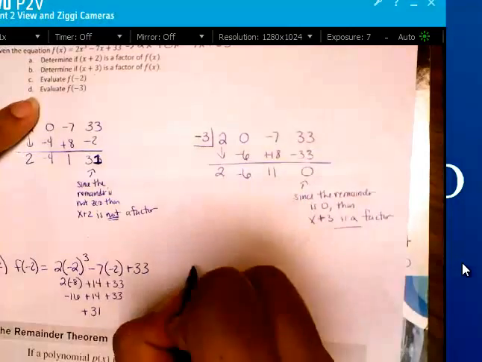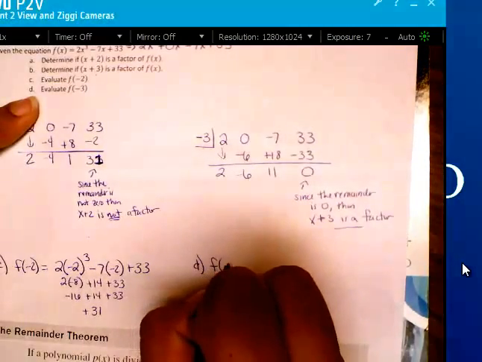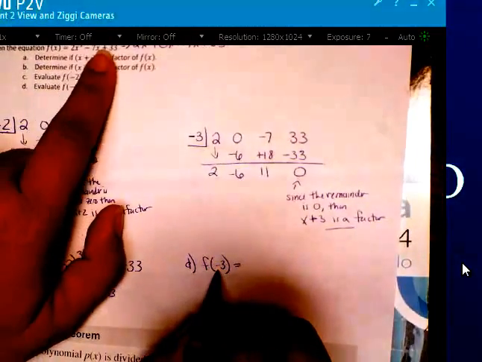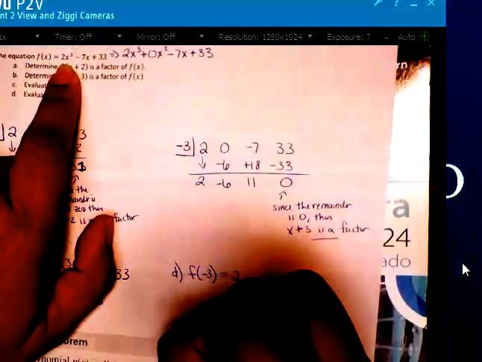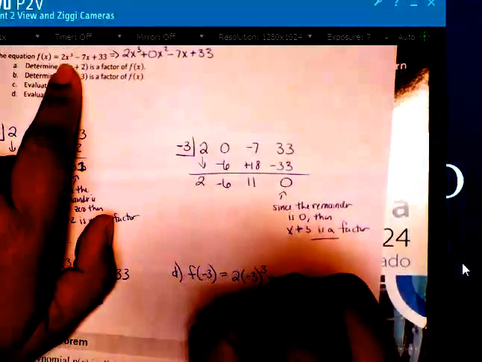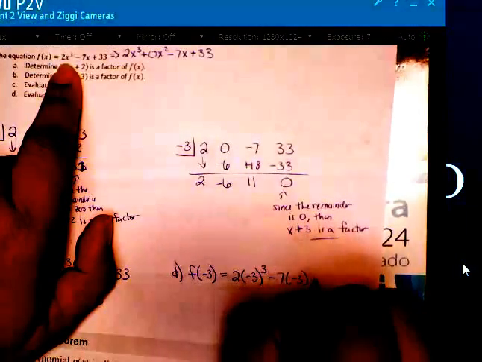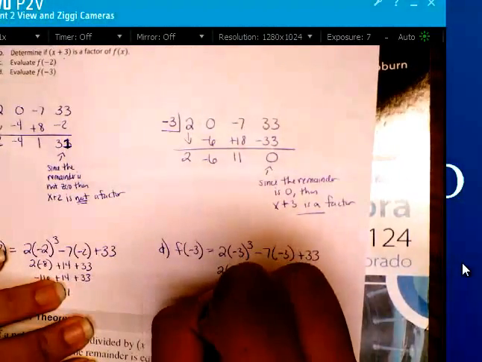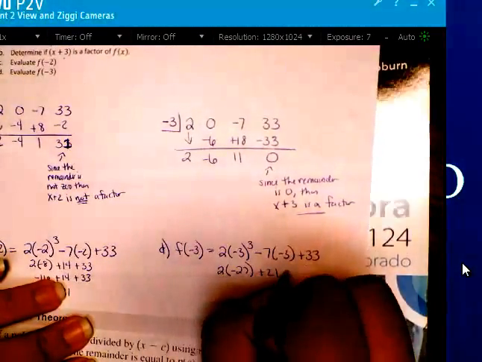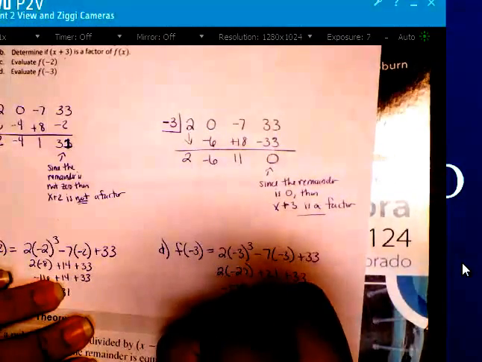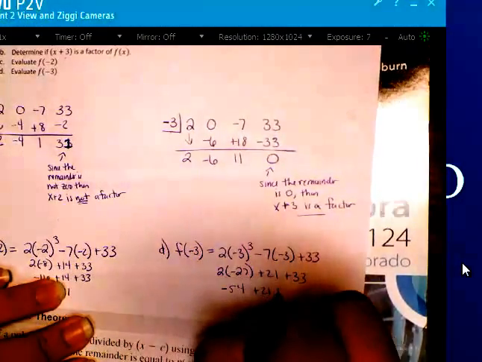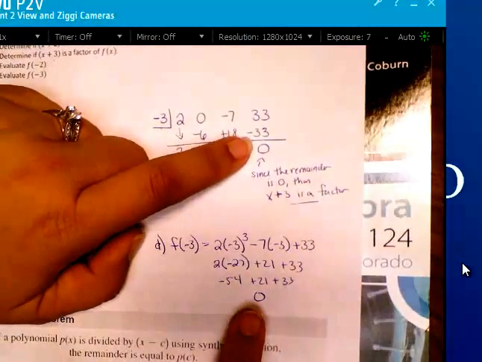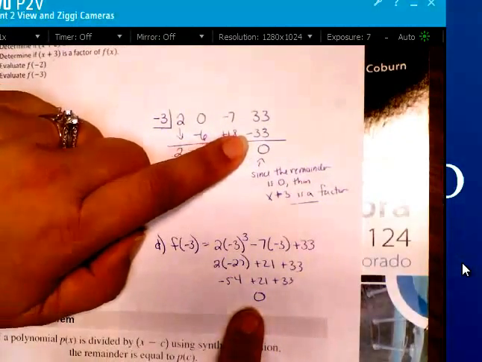Okay, let's go ahead and do it for this one. Let's evaluate part D. So f of negative 3 means that I'm going to plug negative 3 in anywhere I see an x in my original function. So 2 times negative 3 cubed minus 7 times negative 3 plus 33. This gives me 2 times negative 27 plus 21 plus 33. That gives me a negative 54 plus 21 plus 33, which results in 0. Notice that we ended up with the same result over here.